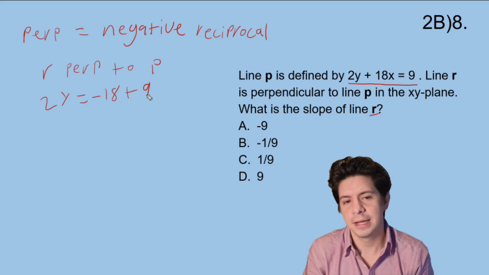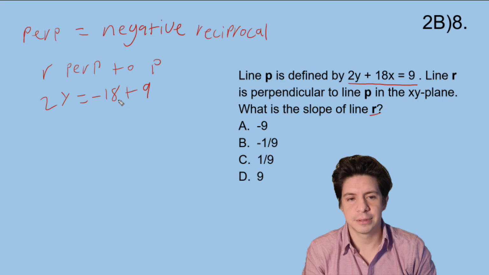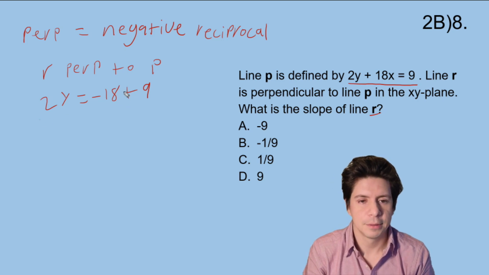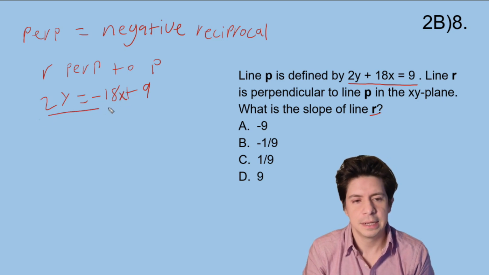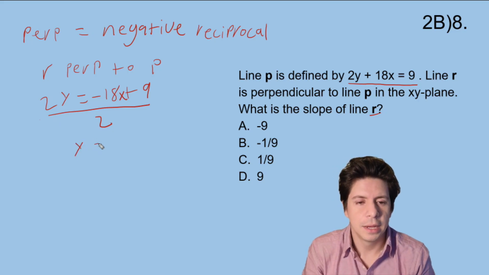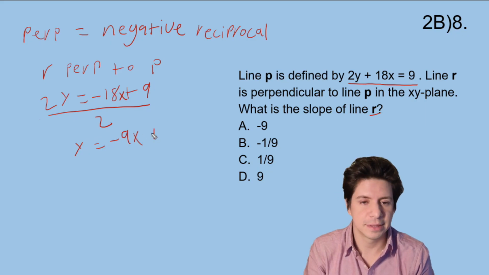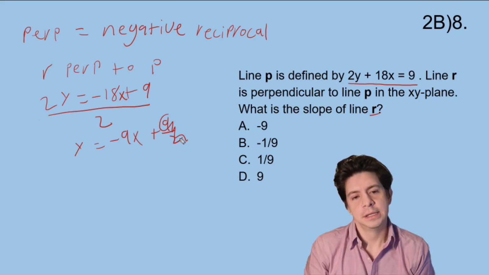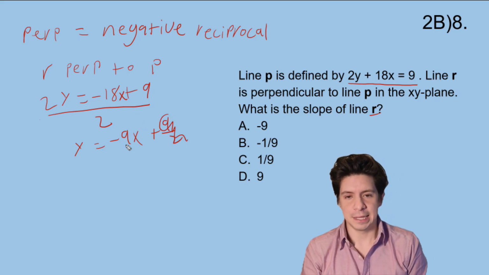We don't actually care about the 9 because that's just about the y-intercept, and all we care about here is the slope. Oops, I forgot to add the x here. And now we're going to divide everything by 2. And we'll get y equals negative 18 over 2, which is negative 9x, plus 9/2, but forget about that part. So the slope here is negative 9.